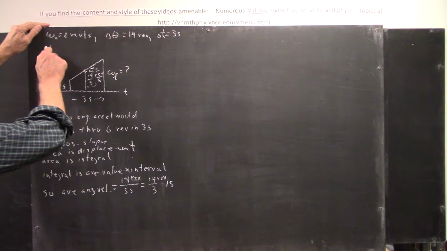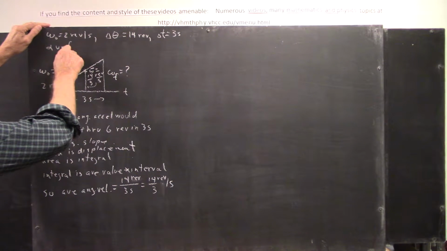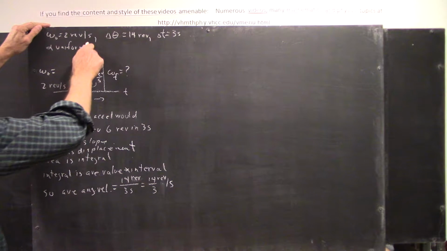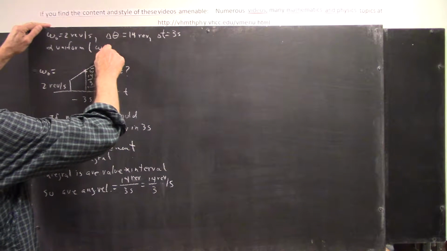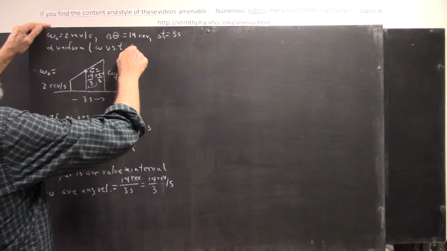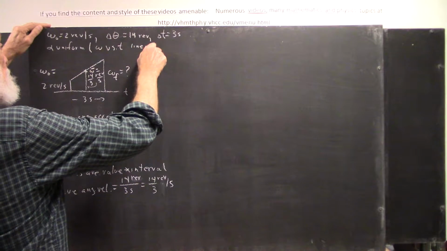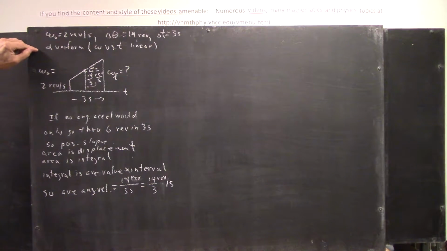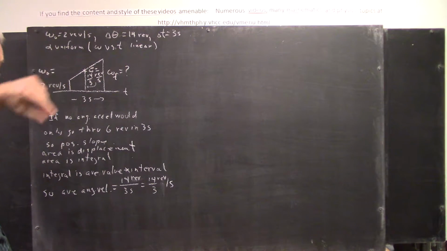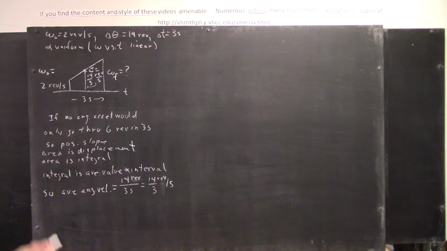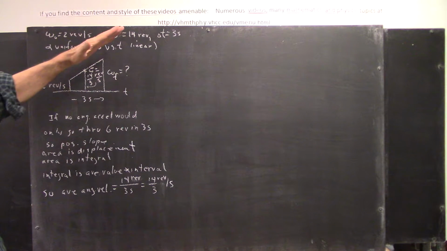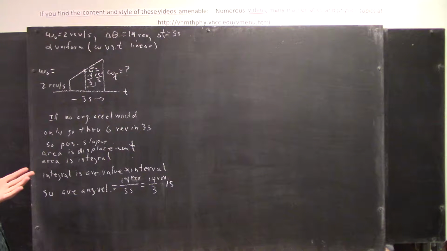Which of course is saying that omega versus t is linear, since alpha is the rate of change of omega with respect to t. And make sure you understand exactly what I said and what it means. Okay, well, how do we know this is going to be a positive slope?